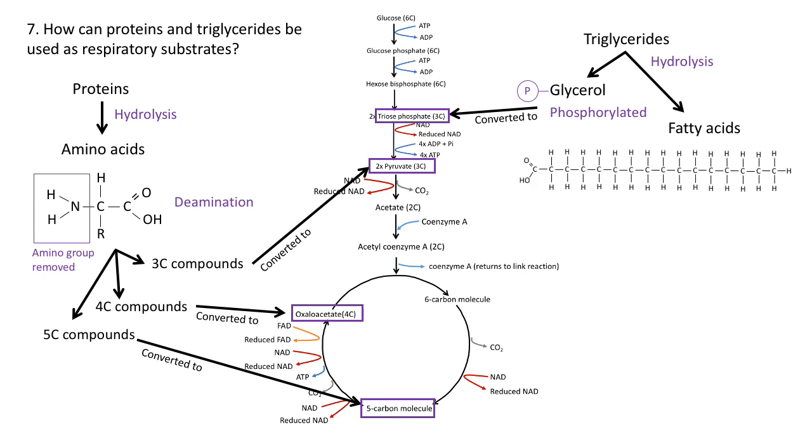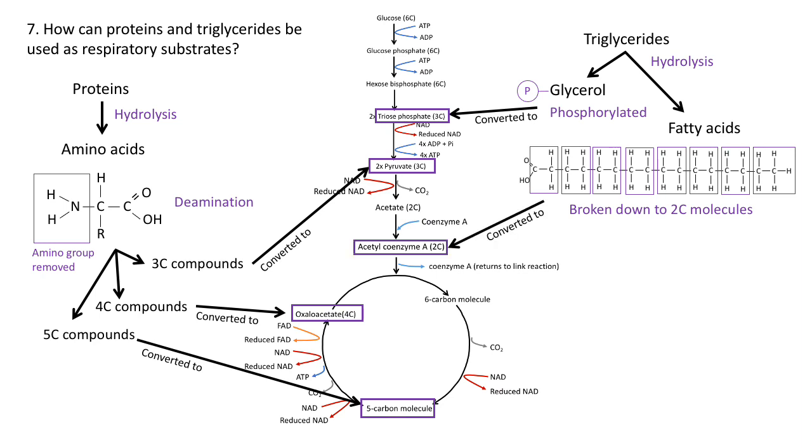And finally, fatty acids. So here's an example of a fatty acid, this long hydrocarbon chain. And what happens to that is that, and so as you can see, we've got these 2 carbon molecules that can be extracted from a fatty acid, and each of those can be converted into acetyl coenzyme A and can be used as a respiratory substrate there.